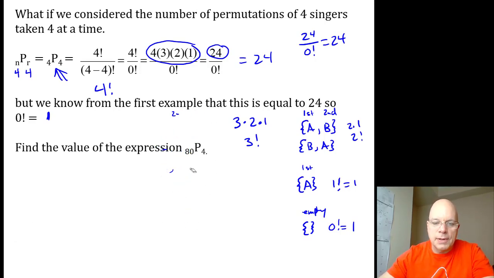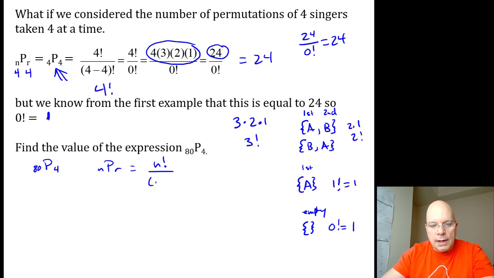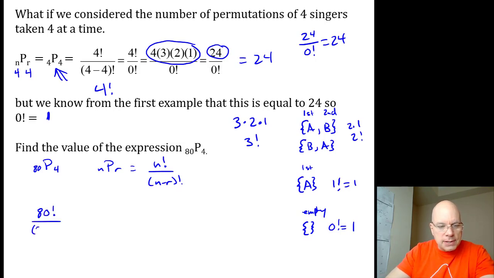Okay, so let's just do some number crunching and try to see how this formula works. If you're doing 80P4, well, I don't have my permutation formula, so let me write it here. Permutation of n items taken r at a time equals n factorial over n minus r factorial. So the permutation of 80 things taken 4 at a time would be, n would be 80, so 80 factorial over 80 minus 4 factorial.